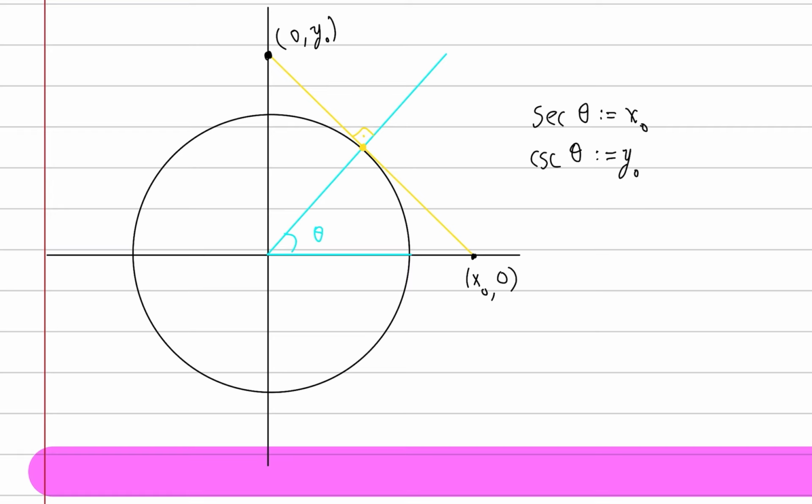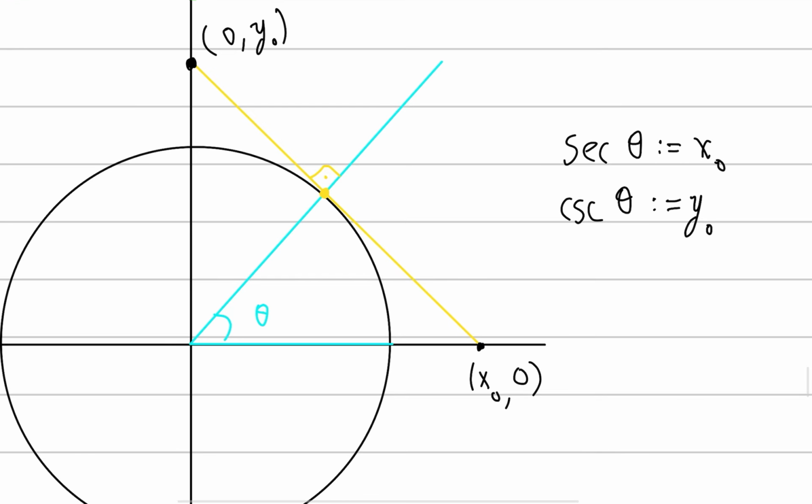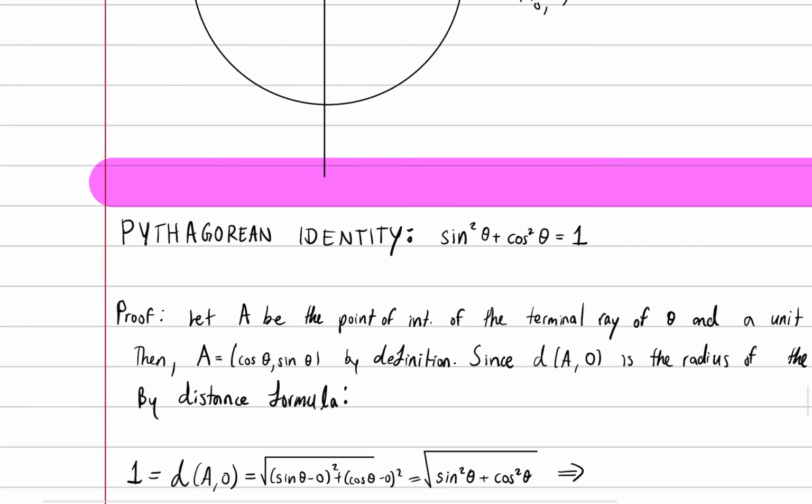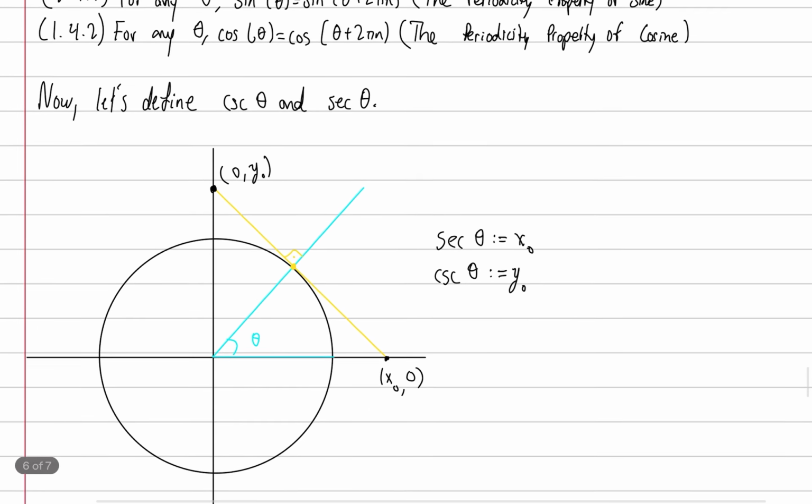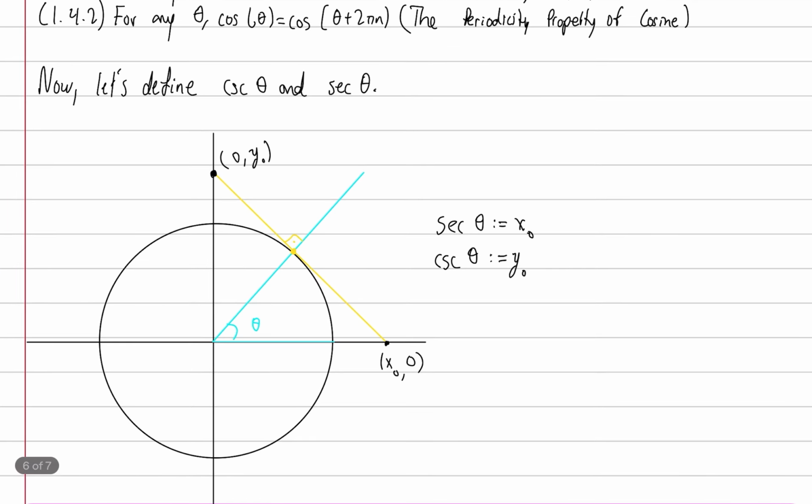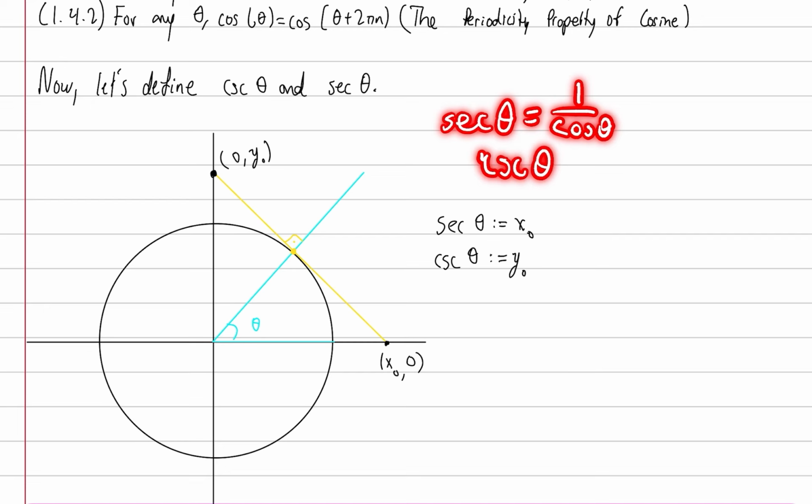So we want to draw a line tangent to the circle at that point, and it'll intersect the x-axis and the y-axis at 2 points respectively. And here's secant, the x-naught. Cosecant is the y-naught by definition. So the final thing that we're going to say is that, well, I'm not going to prove this because, again, I can leave that as an exercise for you, that secant theta is 1 over cosine theta for any angle, and cosecant theta is 1 over sine theta for any angle.